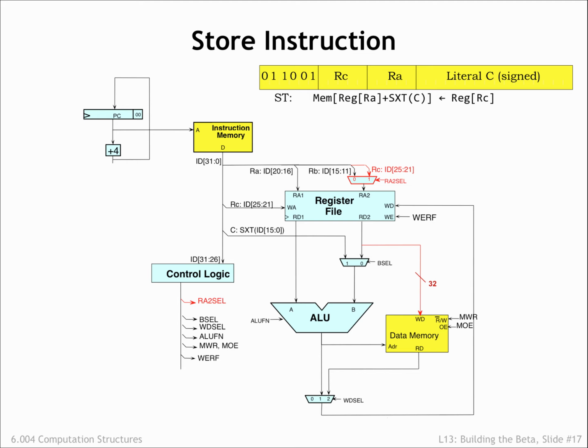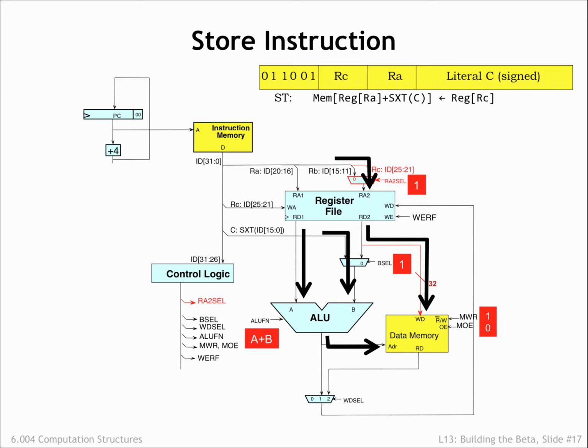Here's the flow of data when executing store. The operands are selected as for load, and the ALU performs the address computation with the result sent to main memory as the address. Meanwhile, the RC field is selected as the address for the second register file read port, and the value from the RC register becomes the write data for main memory. By setting the MWR control signal to 1, the main memory will write the WD data into the selected memory location at the end of the cycle.